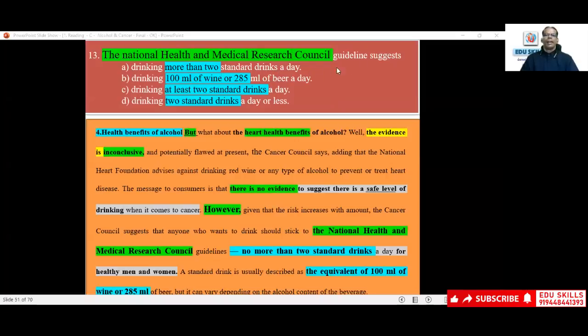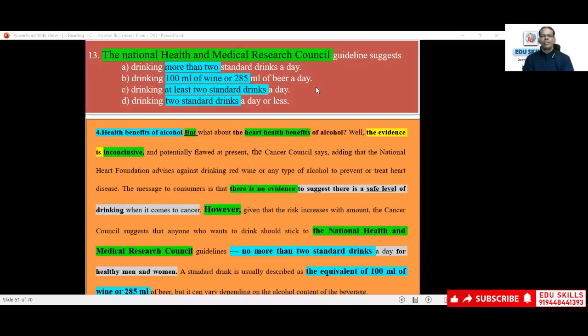And here you can see drinking more than 2 standard drinks a day. What is the guideline? How much can you drink? 100 ml of wine or 285 ml of beer a day. At most 2 standard drinks a day, drinking 2 standard drinks a day or less. Now you see the whole process, you can see the scale. How much should you drink? But then the topic sentence or the main introduction itself says health risk is sure.